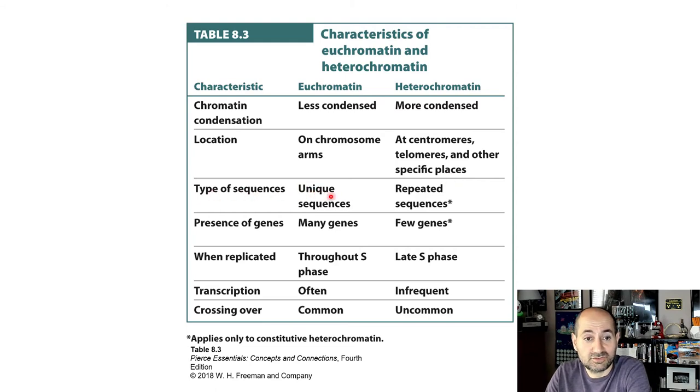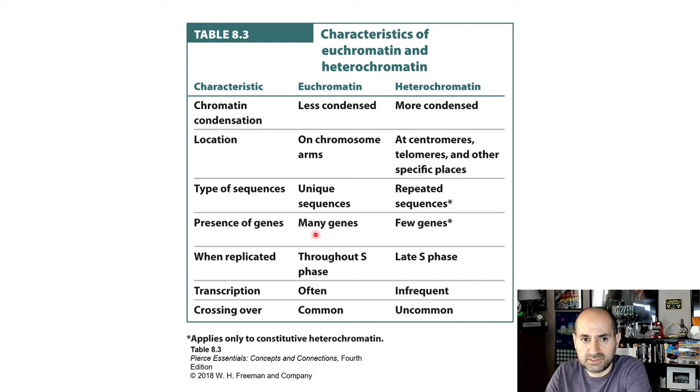Euchromatin contains unique sequences of DNA, such as the genes, right? Heterochromatin has just repeated sequences. We're going to talk a little bit about these repeated sequences and what that means. What are repeated sequences? Your genome is full of these repeated sequences.